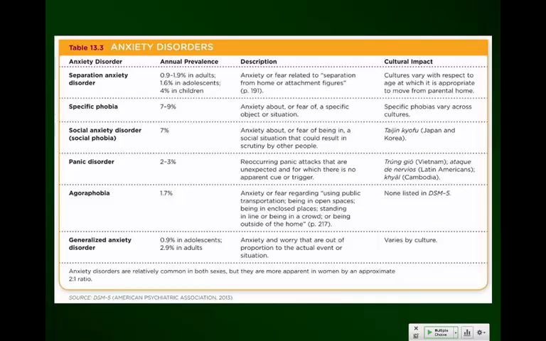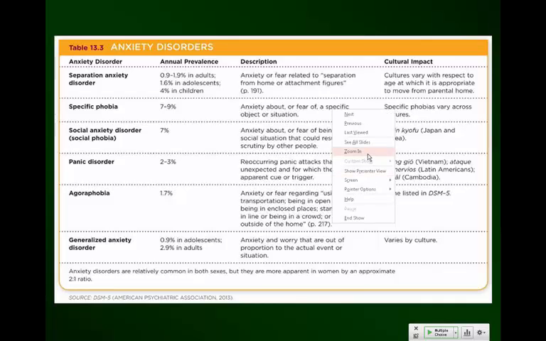This is a nice table in your textbook that pulls in a lot of what we have talked about. It's got a couple things in here that we didn't talk about a whole lot. We mentioned agoraphobia. We didn't really mention separation anxiety disorder. You guys can read about those, but there's plenty of ground for us to cover with the big 5 anxiety disorders that we did talk about.